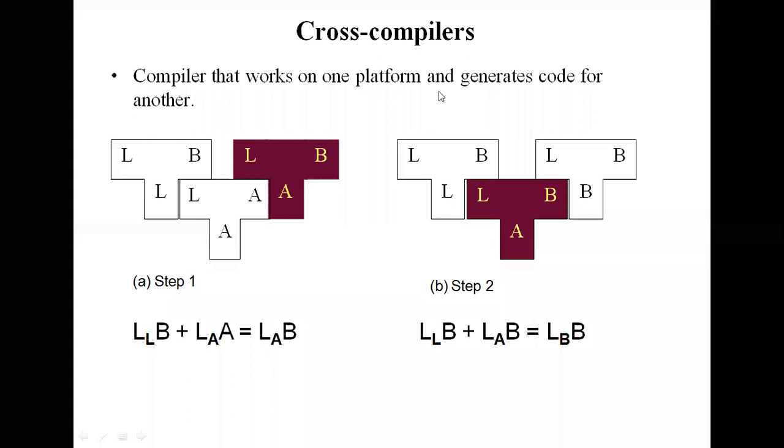Compilers which run on one machine and produce the target code for another machine. Such a compiler can be called a cross compiler. See here, we're having a neat structure with examples. And why are we doing this? What is the need of cross compilers?